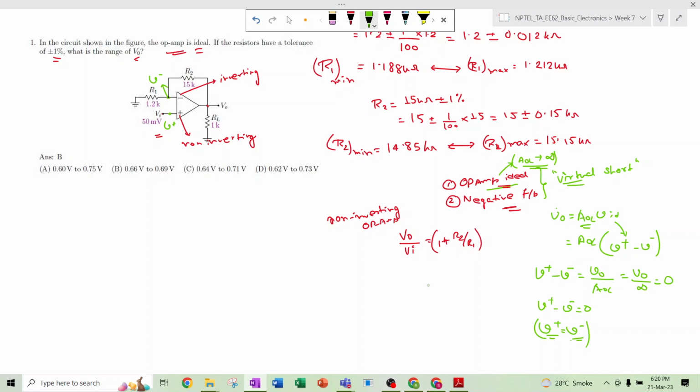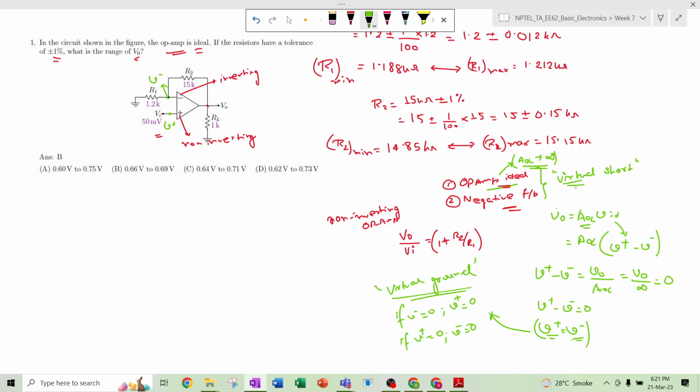Okay, so the virtual ground concept is like this: virtual ground is a special case of virtual short. That means if we ground any one of the terminals, V plus or V minus, then the other terminal will automatically be ground. From this case we can say that if V minus is equal to 0, then V plus is also equal to 0. Or if V plus is equal to 0, then V minus is equal to 0. So this is the virtual ground. Virtual ground is a special case of virtual short.